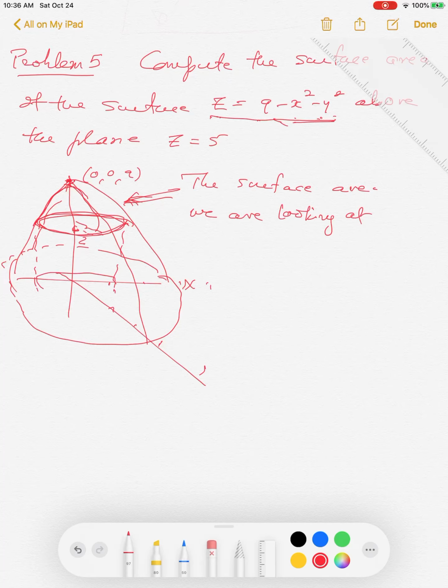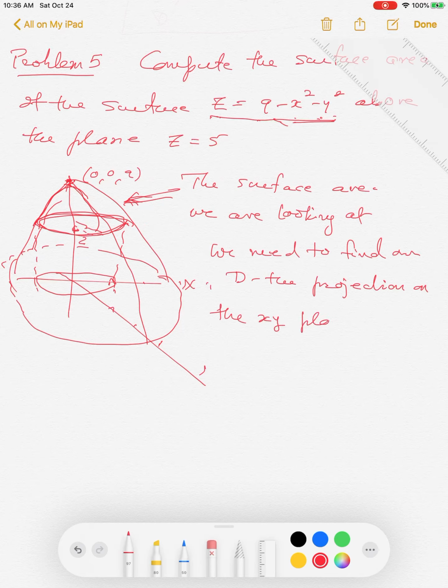Good. So what matters is you want to write down what is the projection of this on the xy plane. So we need to find our D. The projection on the xy plane of this surface. That's the area over which we are going to integrate. So what is this thing going to be?